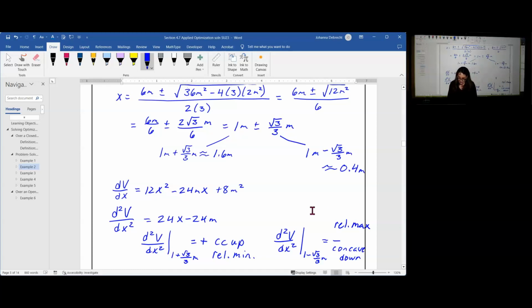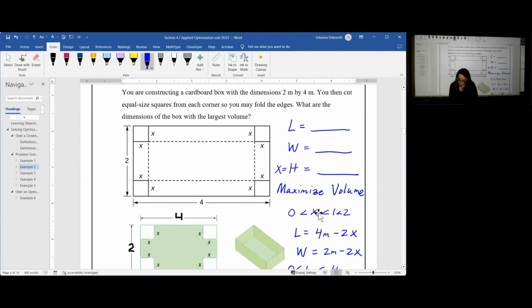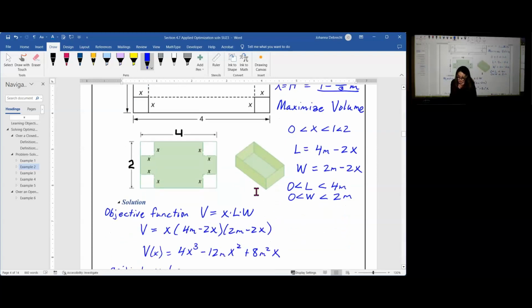Let's go back and remind ourselves of what it was we were looking for. We have the value for x, which is 1 minus the square root of 3 over 3 meters. We also wanted the length and the width. To find the length and width, we need to replace the value we found for x into the two constraint equations. Let's go where we have some room and do that.